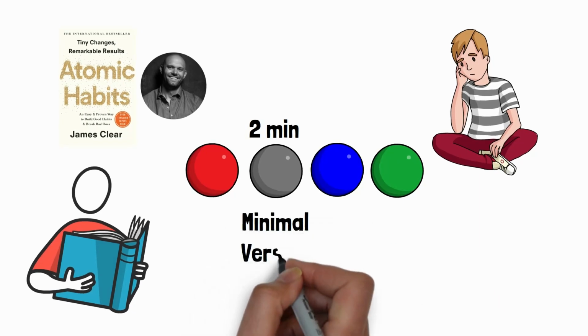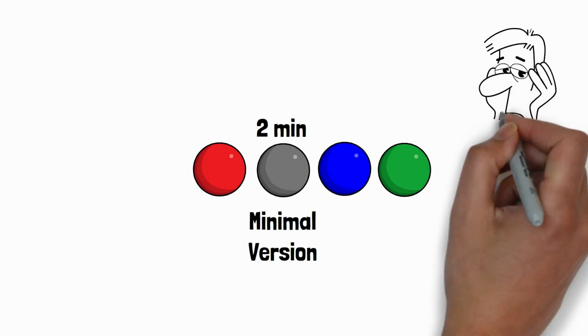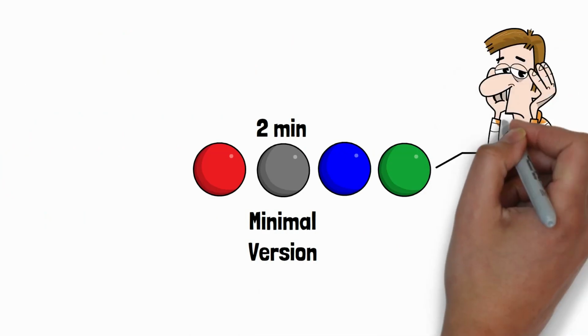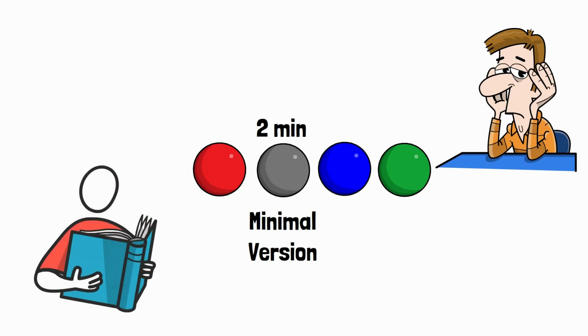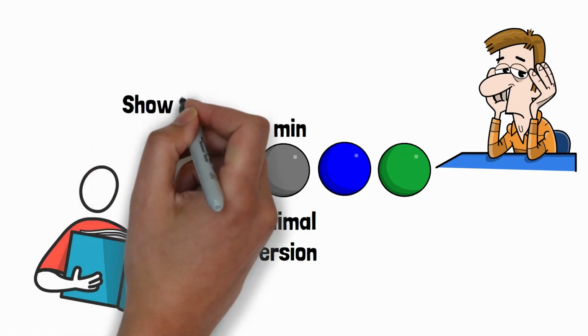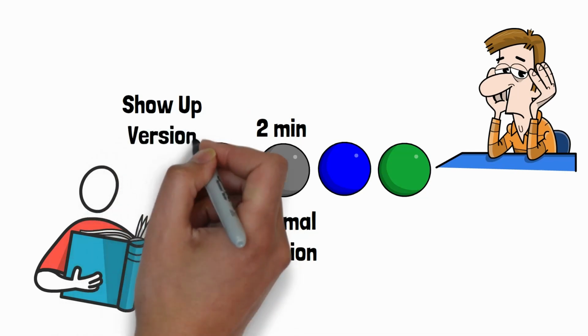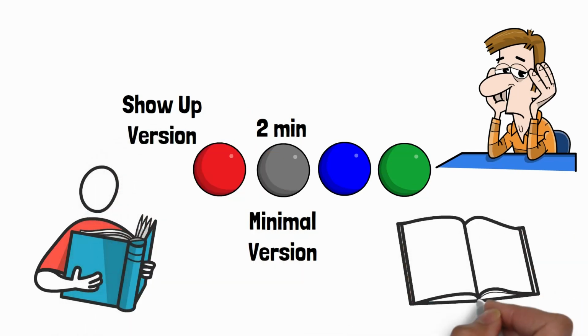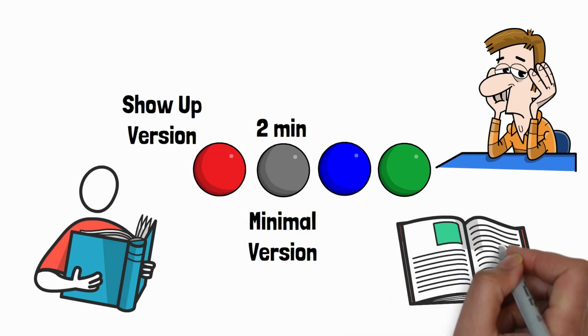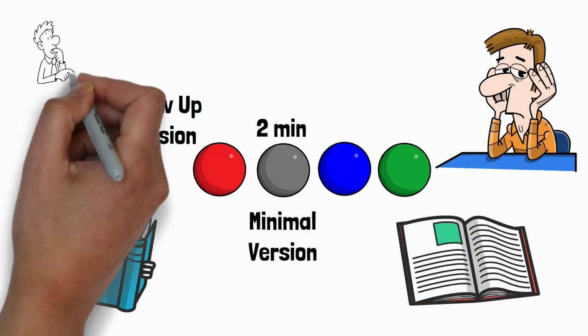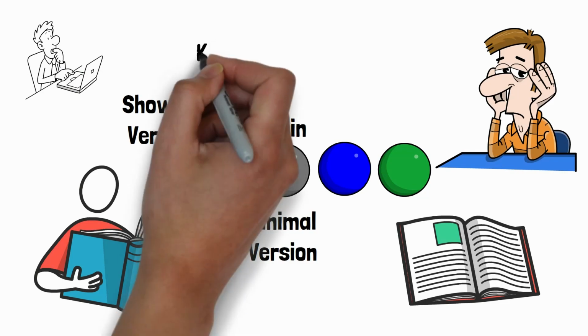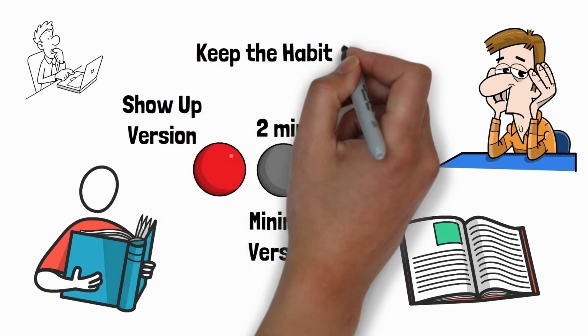But again, it is not enough. There are some days when I don't feel good and I don't feel like doing even the minimal version of my habit. So in order to keep the habit alive, I define another version which I call the show-up version. For example, for reading, the show-up version can be opening the book or reading even one sentence from that book. Yeah, you're right, it's kind of cheating. But the whole purpose of this version is to keep the habit alive, even on those days when I don't feel like doing anything.